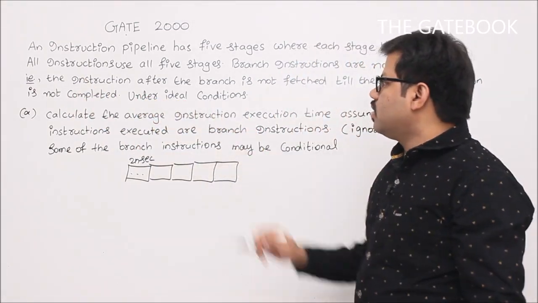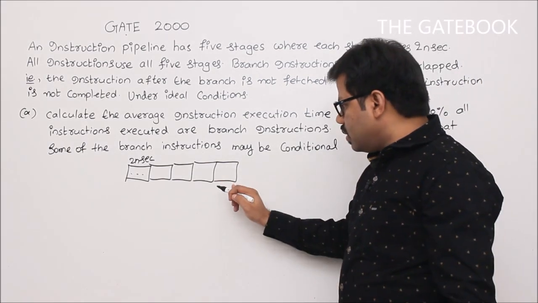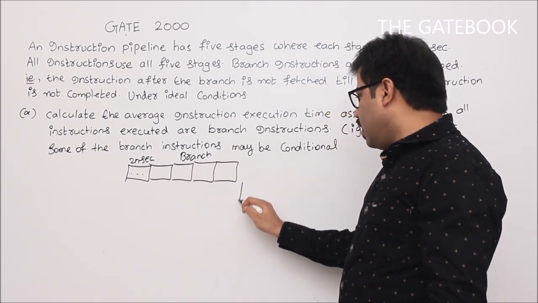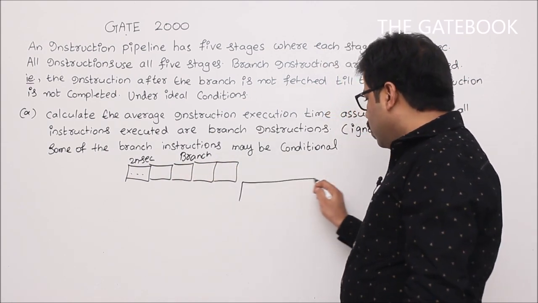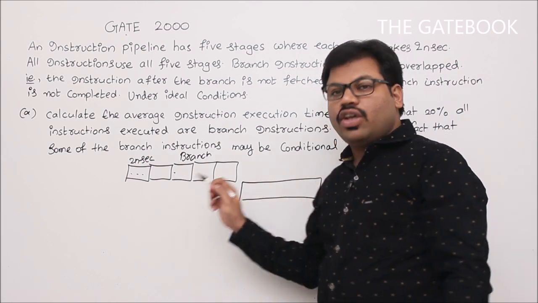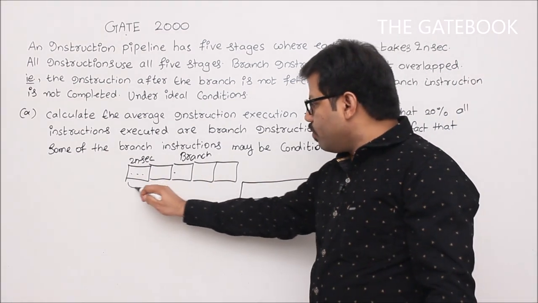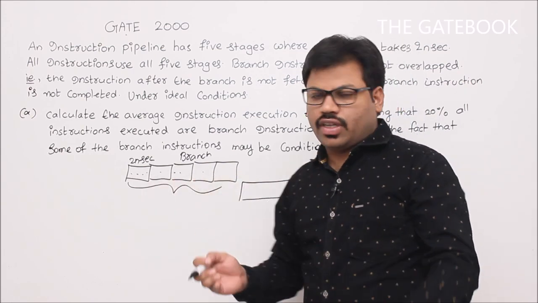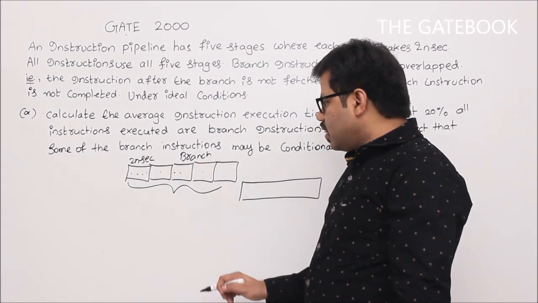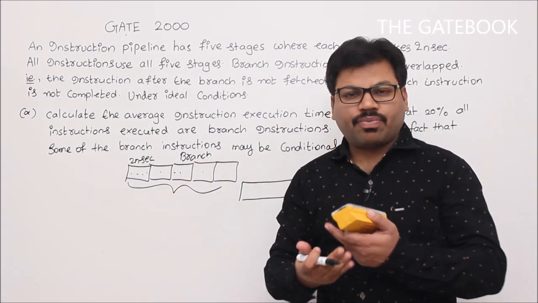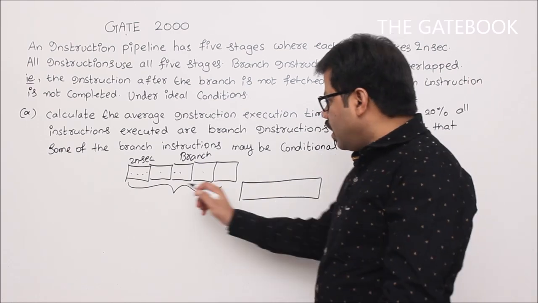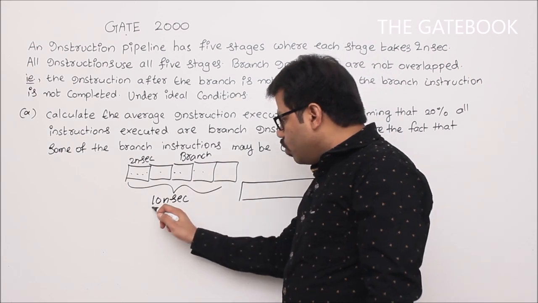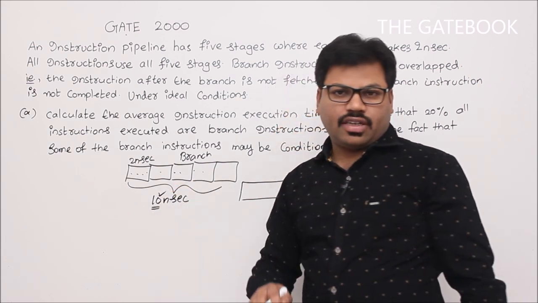Under ideal conditions, try to understand it. Whenever there is a branch instruction, the next instruction is not fetched until this instruction is completed. So this instruction is not allowing sharing. It is using all the resources, all the stages, exclusively. Then how much time do you require? 10 nanoseconds. So each branch instruction is going to have a penalty of 10 nanoseconds.